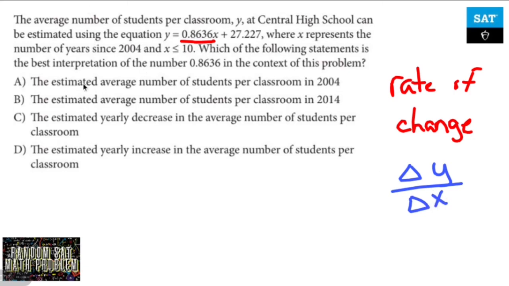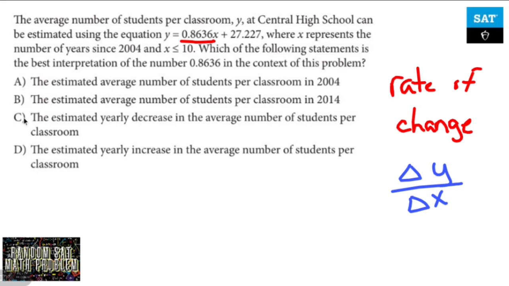So this number itself is not the average number of students per classroom. What A is saying is we are estimating that there are 0.86 kids in the classroom. No, what kind of class has 0.8 kids? So B doesn't make sense either, because B is saying that there's 0.8 kids in 2014.